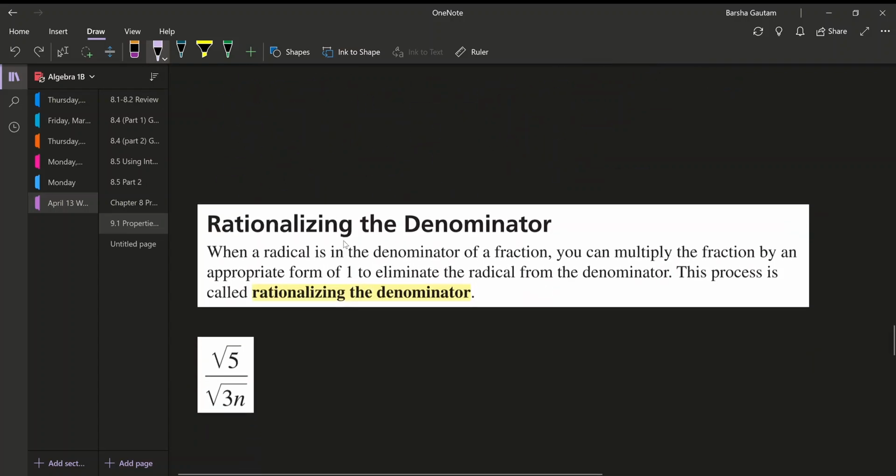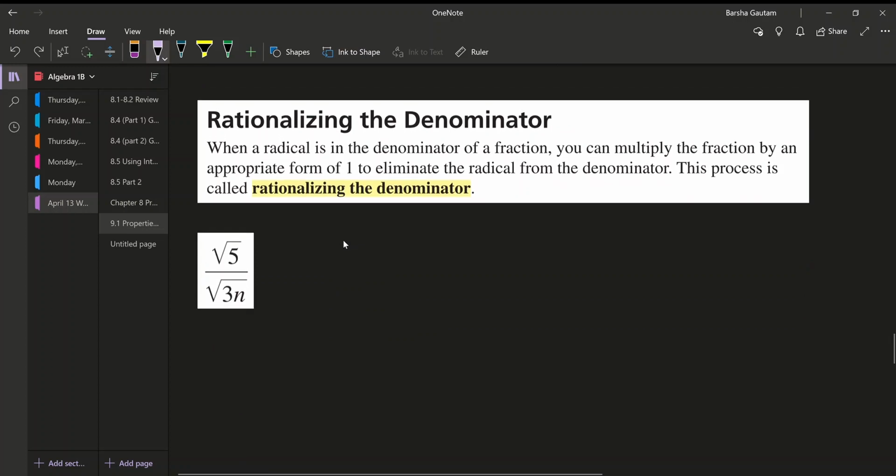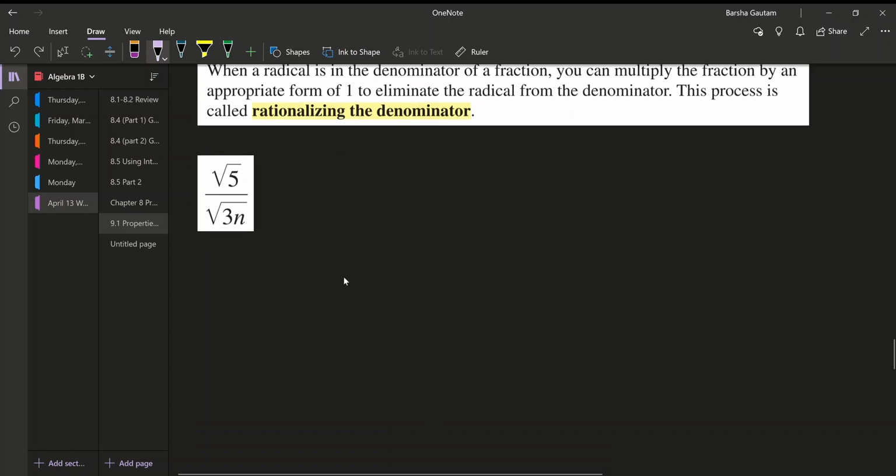All right, let's try another one. So now we're going to try rationalizing the denominator. When a radical is in the denominator of a fraction, you can multiply the fraction by an appropriate form of 1 to eliminate the radical from the denominator. This process is called rationalizing the denominator. So what we're going to do here is, let's try this problem.